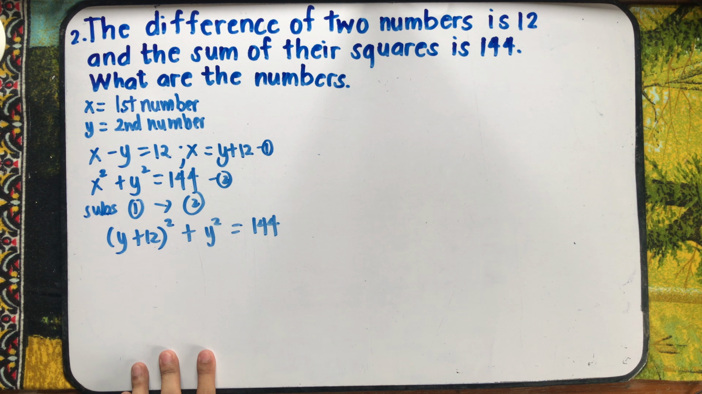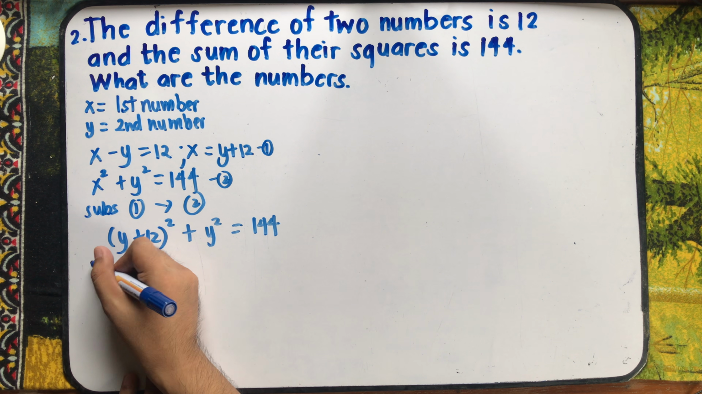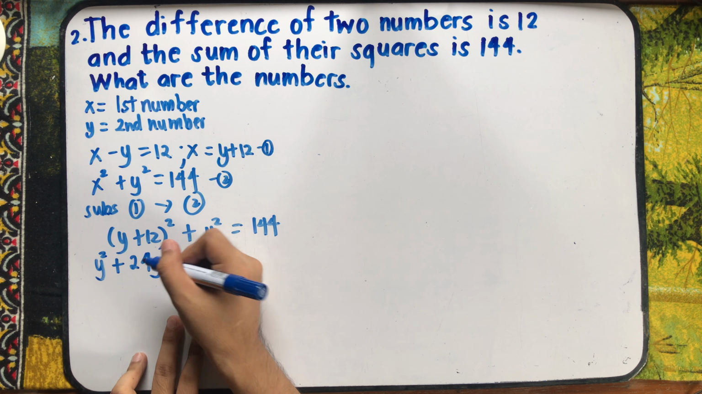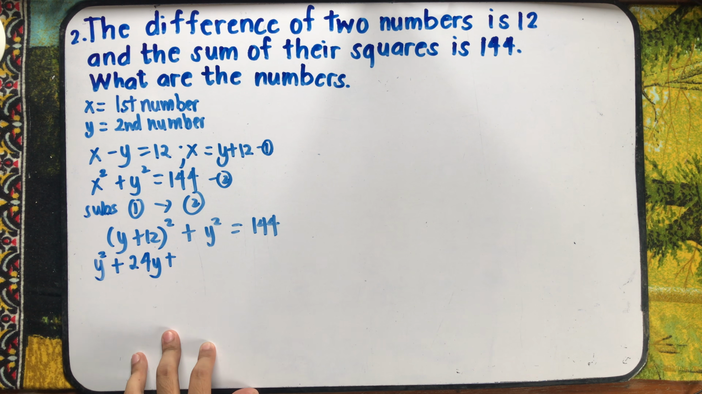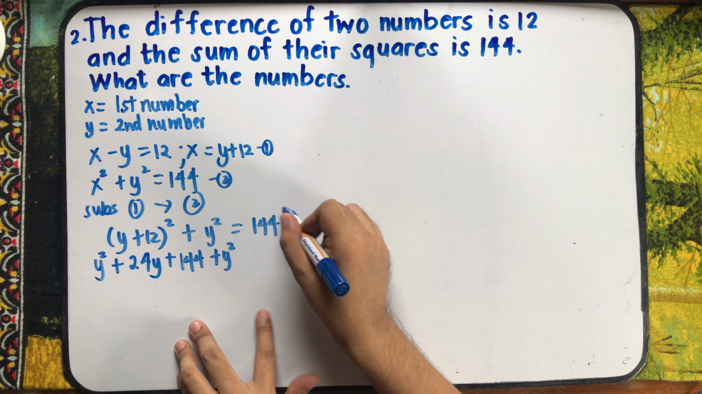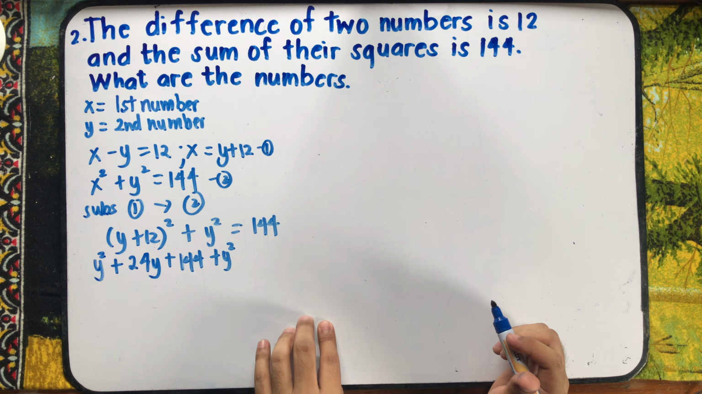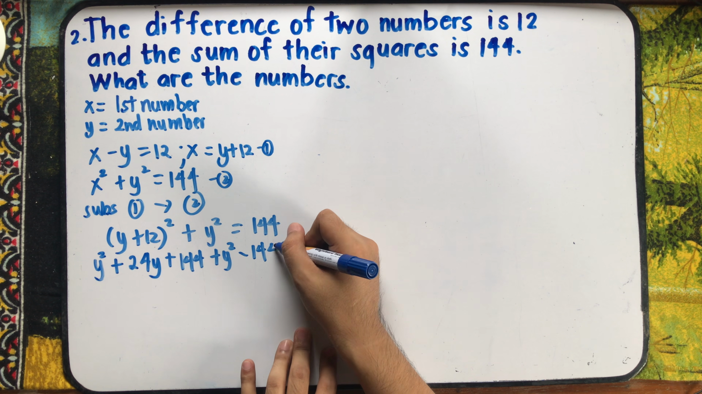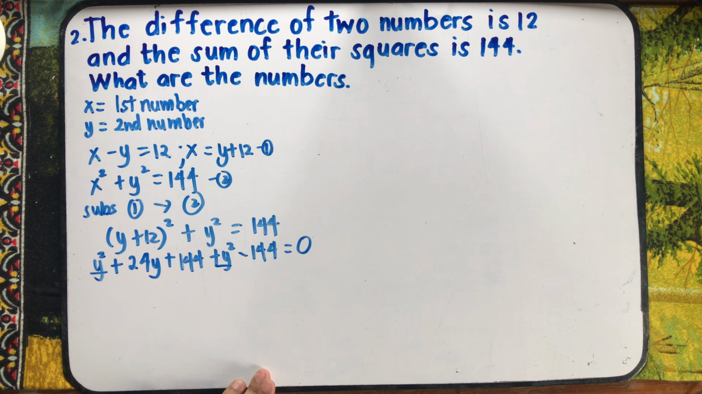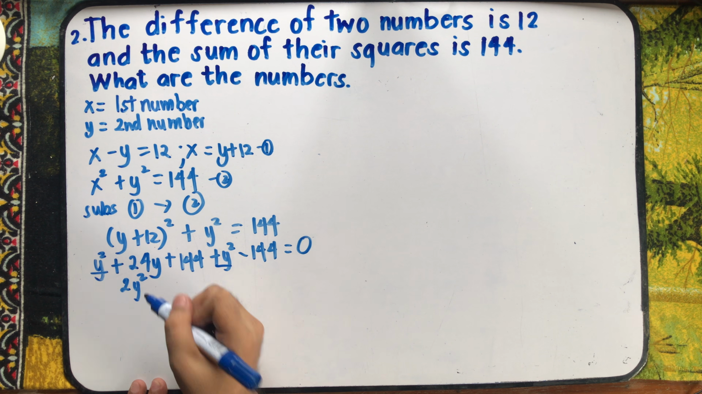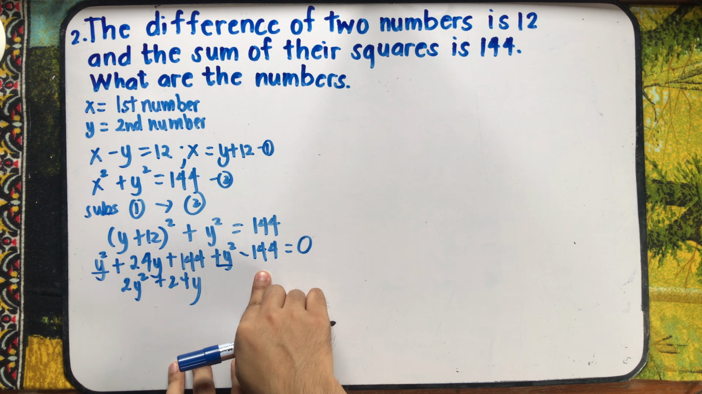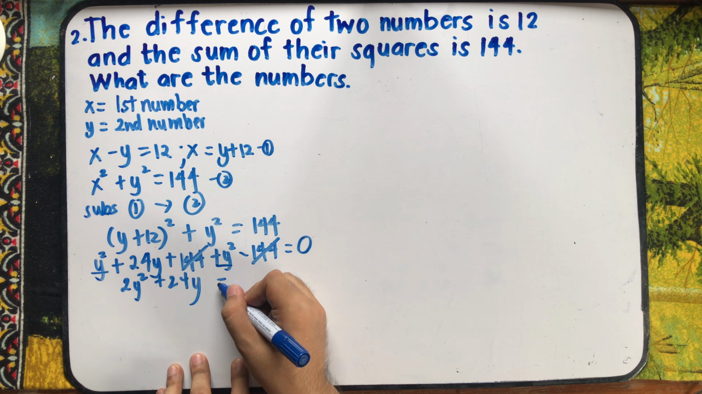Let us expand y plus 12 quantity squared. That becomes y squared plus 12y plus 12y, that becomes 24y. 12 times 12, it becomes 144. So that is plus 144 plus y squared. And then this is the constant. We need to transfer that out to the left side, and that becomes negative 144, which should be equated to 0. This is y squared, this is y squared. Therefore, it becomes 2y squared plus 24y. This is positive 144, negative 144. We cancel that out. Is equal to 0.